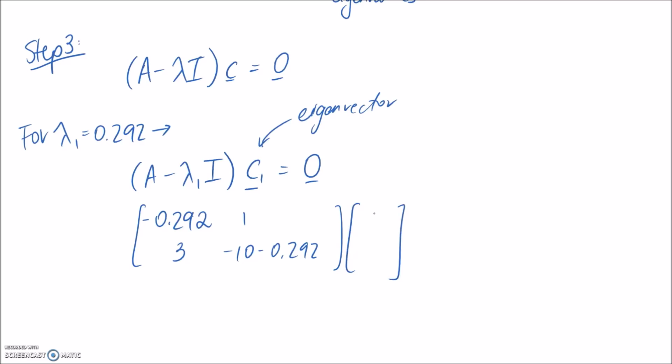You can call the elements whatever you want, but I'm going to call them C1 and C2, and these are scalar values, just numbers. And this is the 0 vector on the end. If you do this matrix multiplication, it's going to end up needing to be a 2-row, 1-column matrix, and everything in it is 0, since it's the 0 vector.